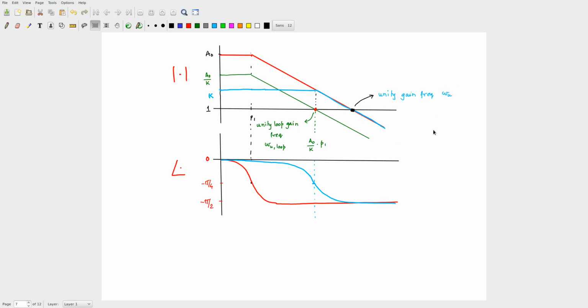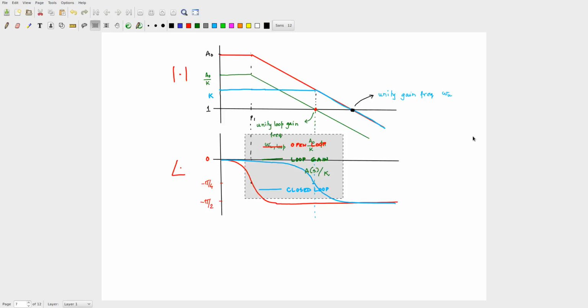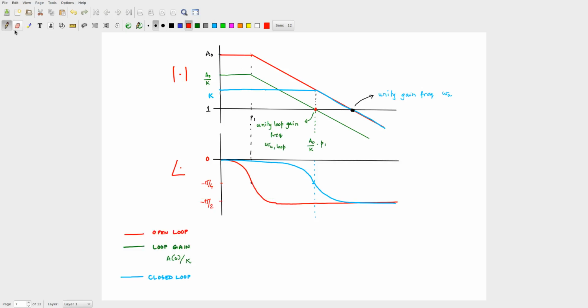Okay, now look carefully at the loop gain. Which is the loop gain? Look carefully at the loop gain, which is your green line, and look at the closed loop transfer function, which is the blue line. Can you comment on this?